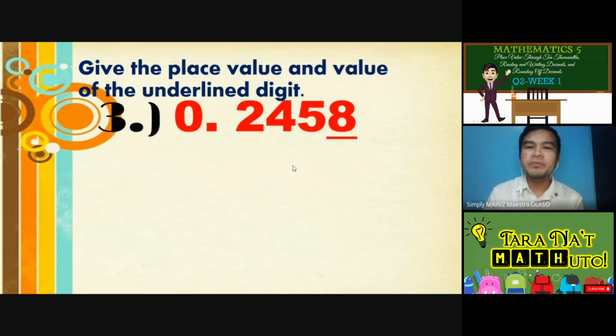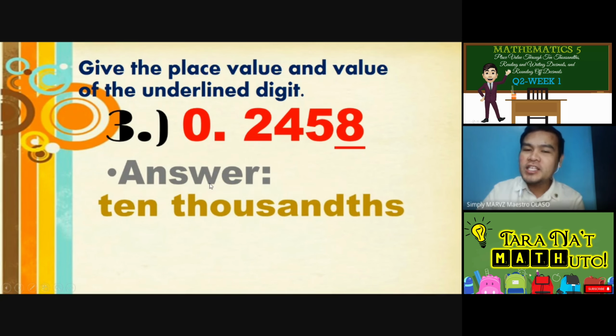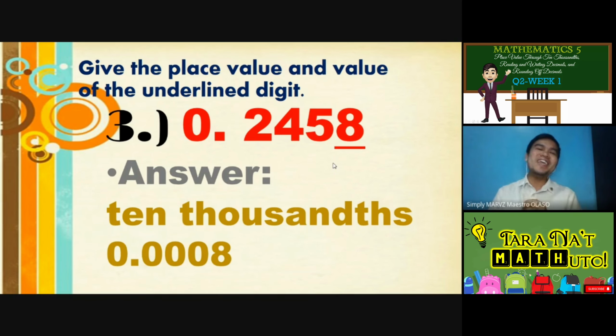What about this one? How do we read this one? Just read first the digits. 2,458. Since we have four digits, we will include ten-thousandths. Again, let's follow the order: tenths, hundredths, thousandths, ten-thousandths. So the place value of 8, since it is the fourth place, is ten-thousandths. Now, what's the value of 8? Since 8 is in the ten-thousandths, the value is 8 ten-thousandths. Did you understand? Congratulations!